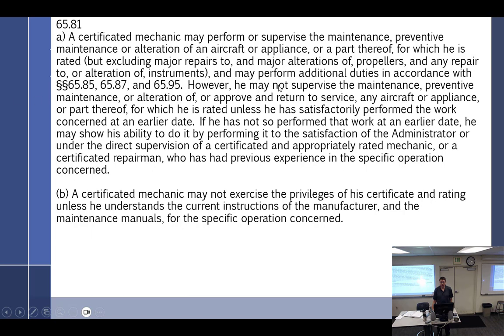May not supervise the maintenance, preventative maintenance, or alteration of, or approve and return to service any aircraft appliance thereof for which he is not rated, unless he has satisfactorily performed the work concerned at an earlier date. If you have not performed the work at an earlier date, you have the ability to show it by performing it to the satisfaction of the administrator, or under the direct supervision of a certified appropriately rated mechanic.